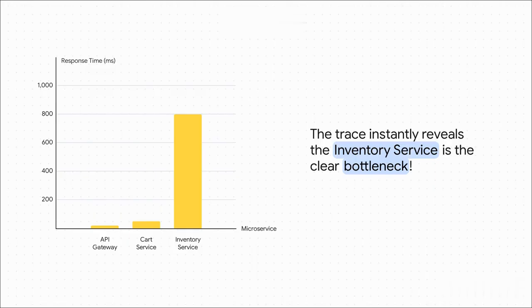We can see instantly the API gateway and the cart service are blazing fast. 20 milliseconds, 50 milliseconds, no problem. But then look at the inventory service, a whopping 800 milliseconds. Now without a trace, you could have spent hours, maybe days digging through logs to find that. With the trace, the problem just jumps off the screen. The bottleneck isn't our cart's code, it's the slowest service it depends on. We know exactly where to focus our efforts.